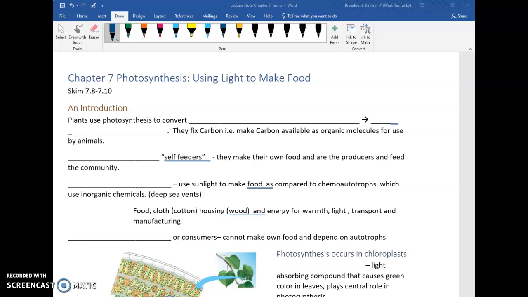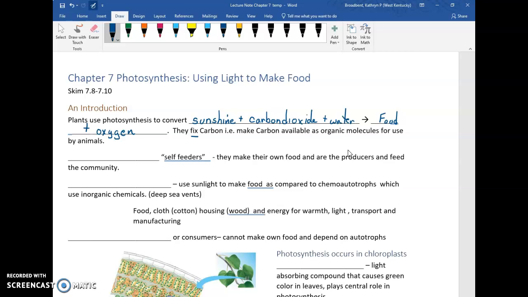So this is Chapter 7, Photosynthesis, Using Light to Make Food. Plants use photosynthesis to convert sunshine and CO2 and water into food and oxygen. Plants fix carbon, which means they make the carbon available as an organic molecule to use by animals.